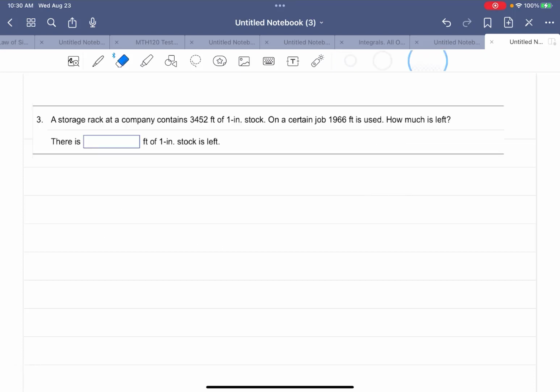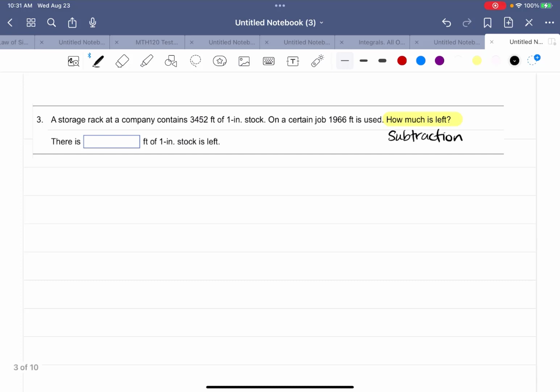Example 3. A storage rack at a company contains 3,452 feet of 1-inch stock. On a certain job, 1,966 feet is used. How much is left? So our key word here really is this whole sentence, how much is left? That's going to indicate we need to do subtraction.